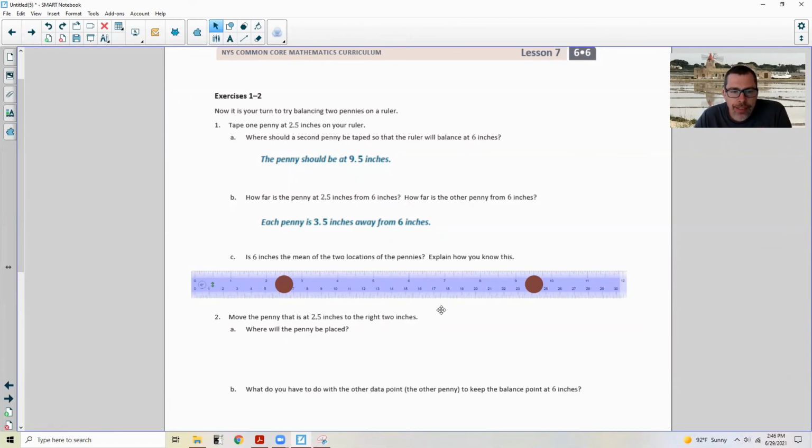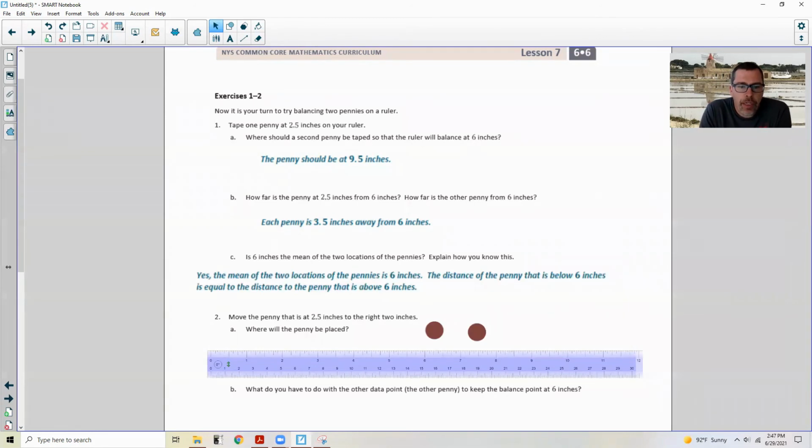And then part C says, is 6 inches the mean of the two locations of the penny, and explain how you know this. So if I move this another half inch to 3, then I move this another half inch to 9. Now we're on even integers. And if I move this one 1 to the right to 4, and I move this one 1 to the left to 8, it's still balanced. Move this to the right to 5, move this to the left to 7, move this to the right to 6, move this to the left to 6, and we are now both at 6. So the answer to this question is yes.